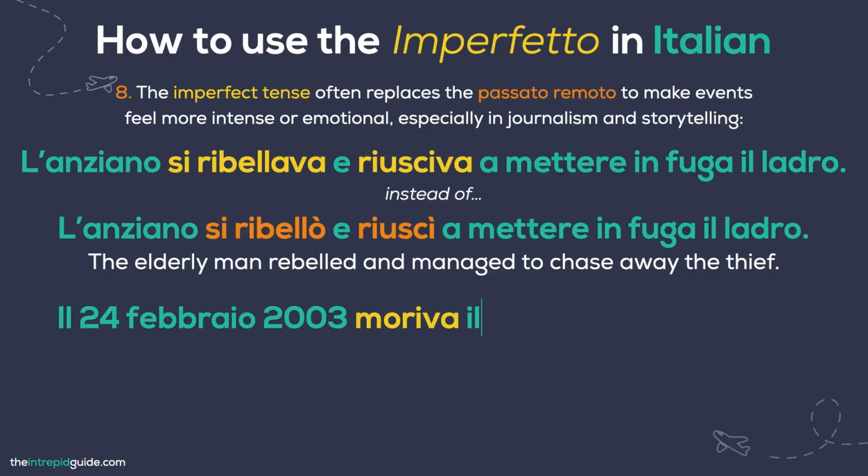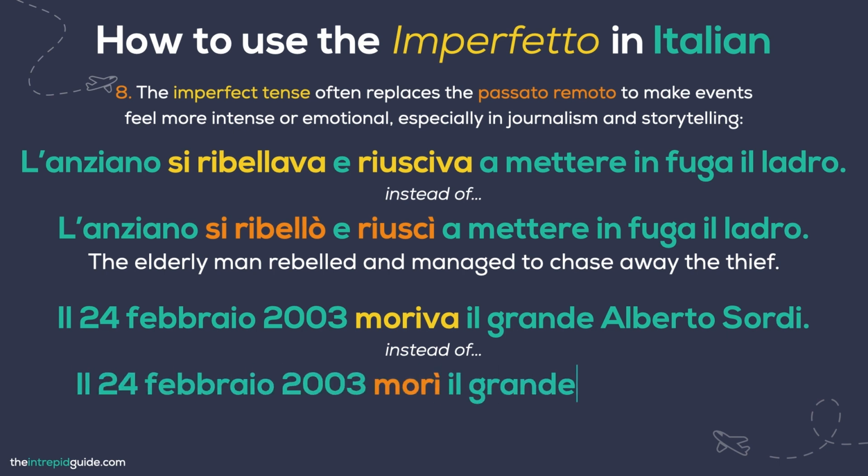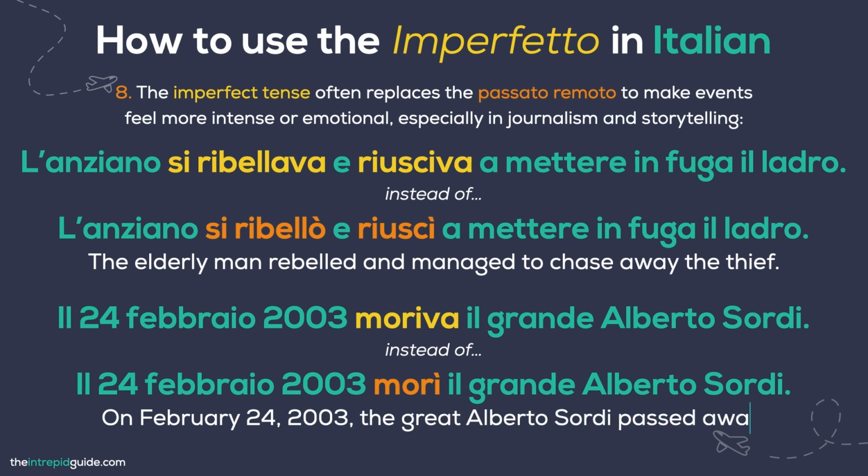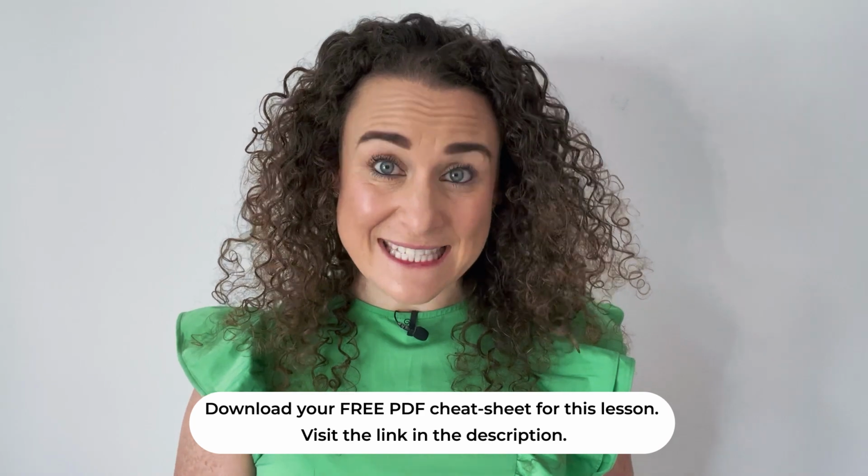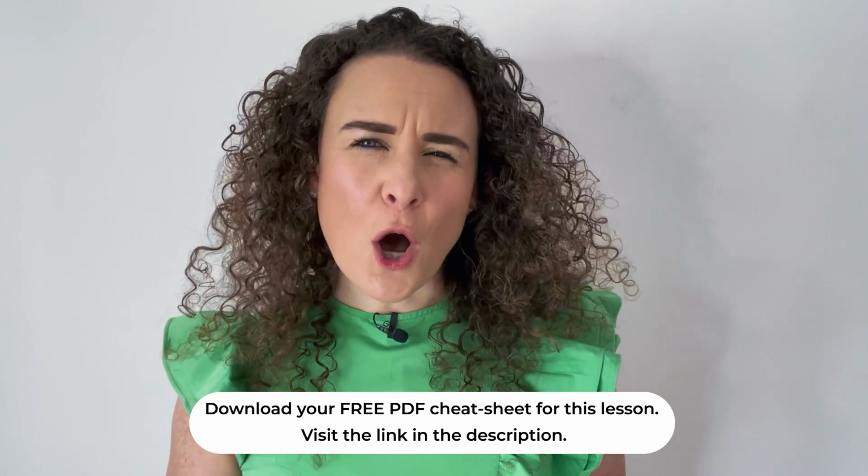Another example is, you could say, Il 24 febbraio 2003 moriva il grande Alberto Sordi, instead of, Il 24 febbraio 2003 morì il grande Alberto Sordi. On February 24, 2003, the great Alberto Sordi passed away. Now, in Italian, using the imperfect tense instead of the present or conditional often makes requests sound more polite and less direct. Now, this is used also when dealing with a somewhat embarrassing situation.